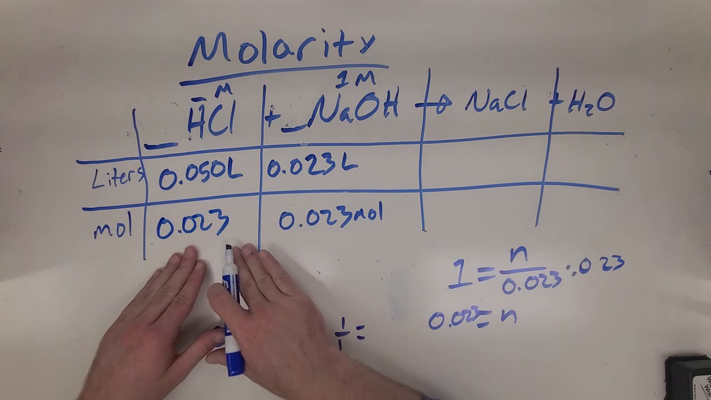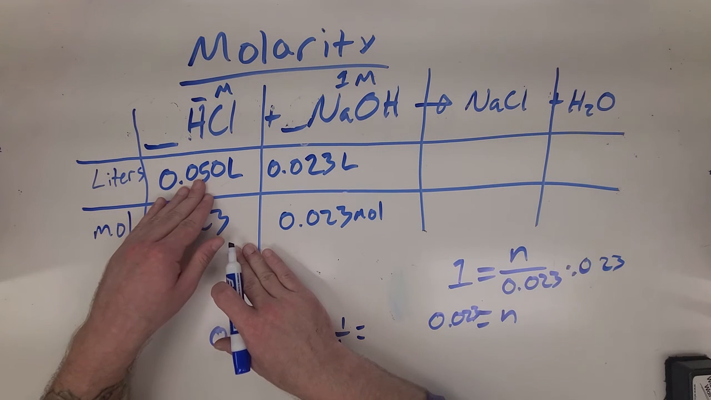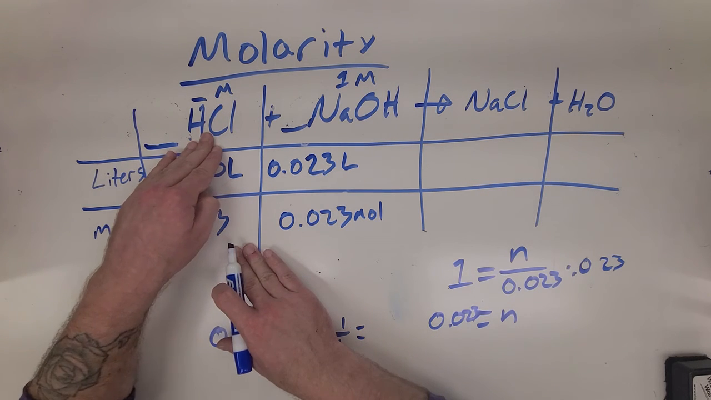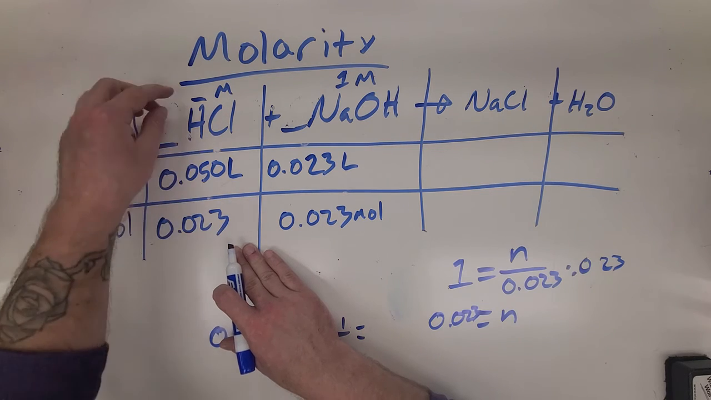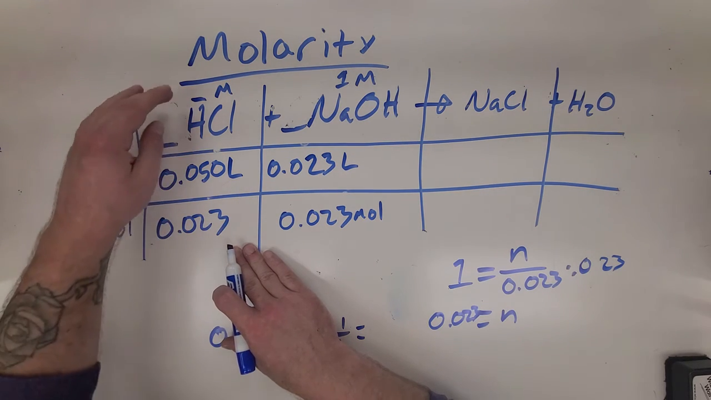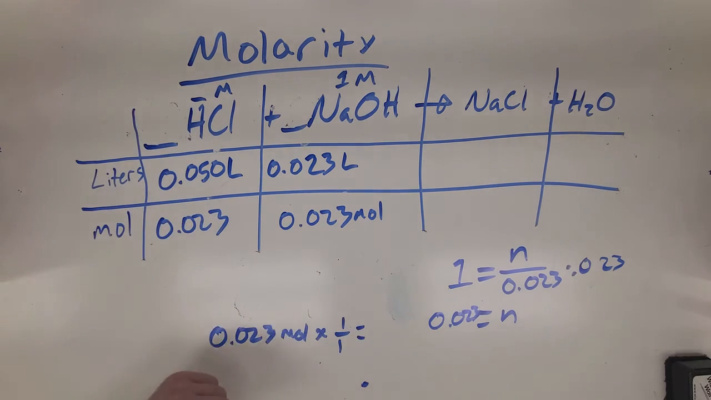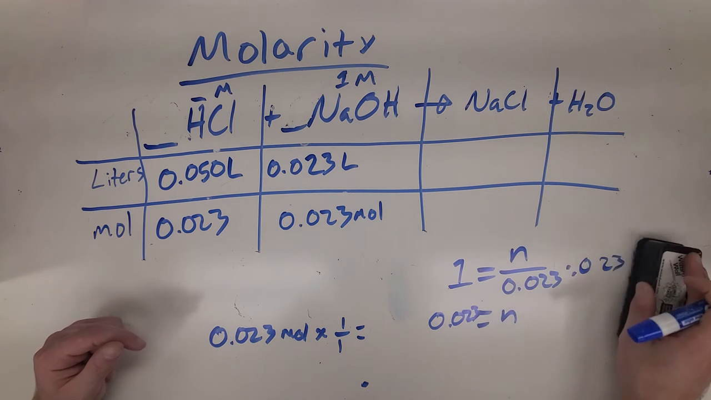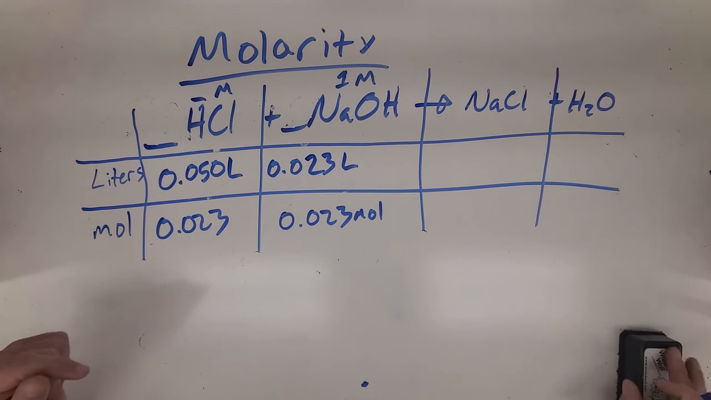Now that we've got the number of moles and we know the sample size of our hydrochloric acid, we can use this information to figure out the molarity, the concentration of this hydrochloric acid, so we can use it for future experiments. Let's go ahead and do that.